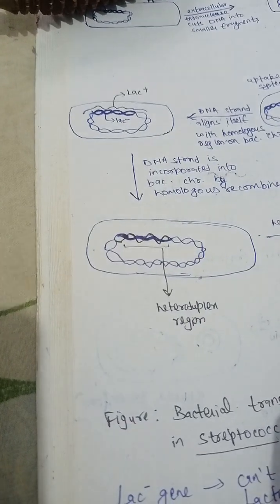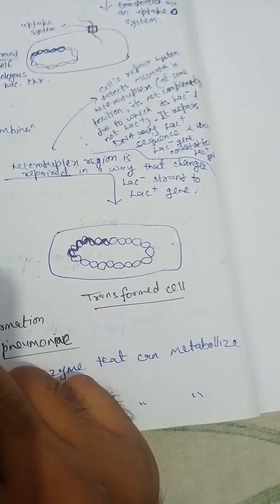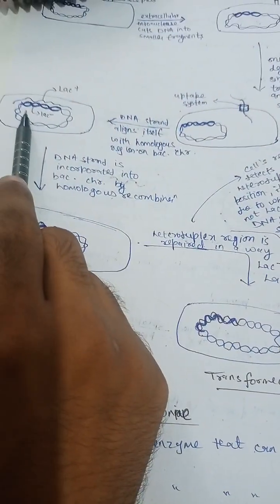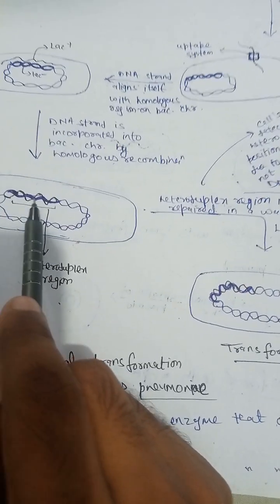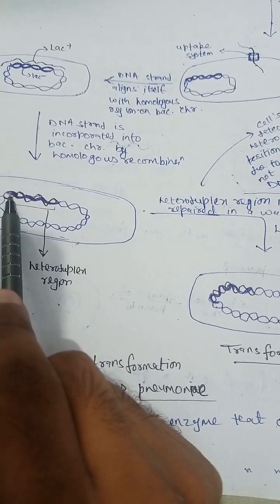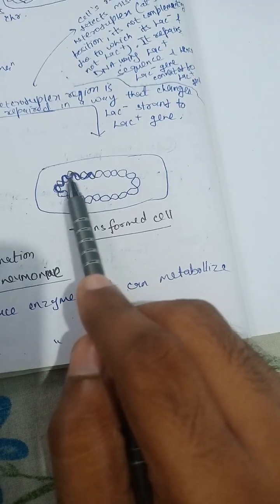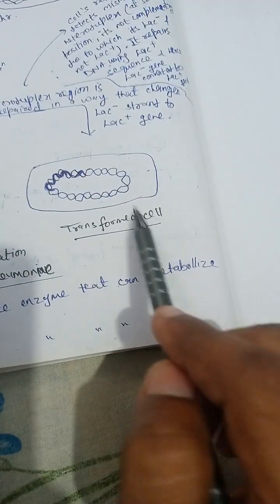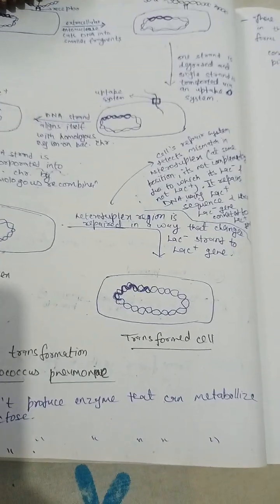Now this heteroduplex region is repaired. The heteroduplex region is repaired in a way that changes the lac minus strand to the lac plus gene. See here, this blue part is the lac minus region and the black strand is lac plus. Now the blue DNA will also become lac plus. Okay, this is the transformed cell. So this is transformation.